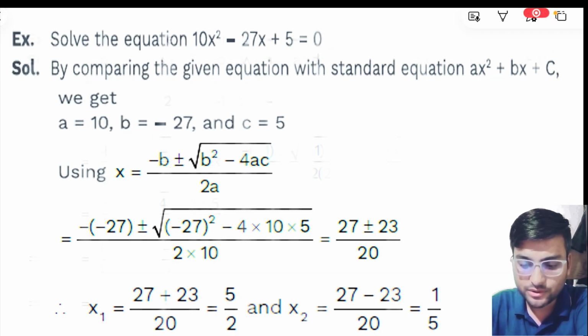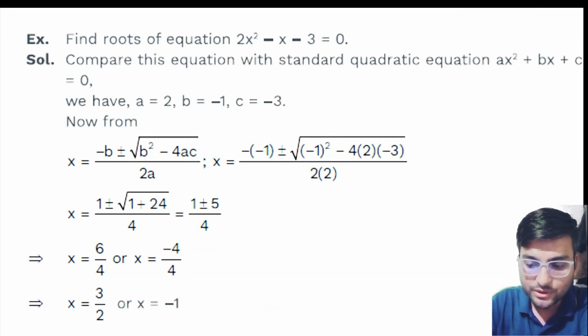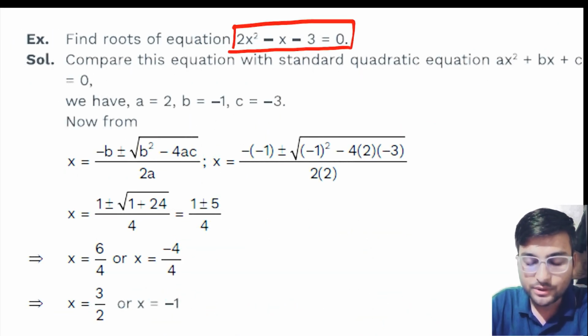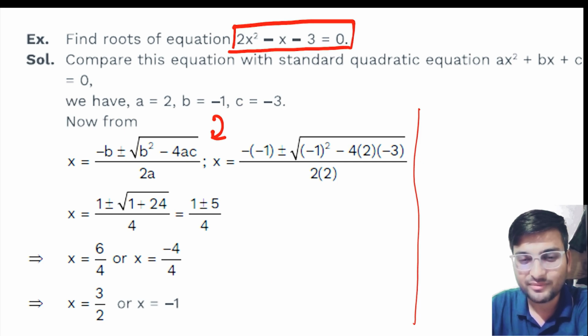Similarly, there is also a second question. Suppose the equation given to you is this one. Okay, in this case, either you solve the equation with the same discriminant method, or you solve it with the normal traditional method that we learned in our school time.